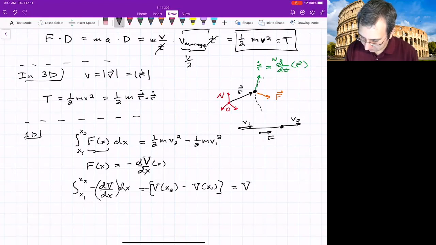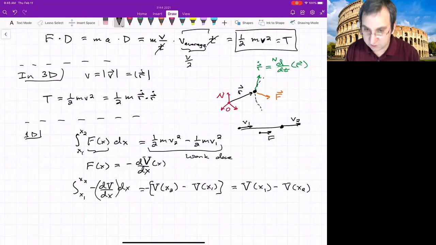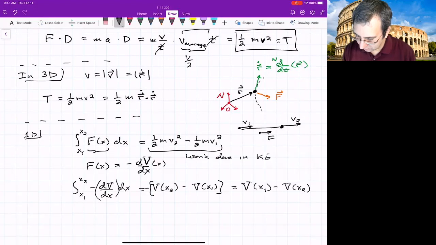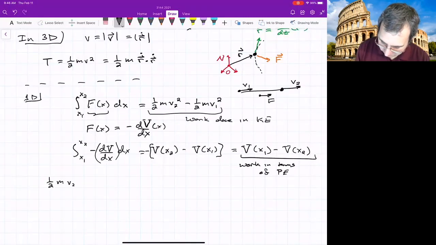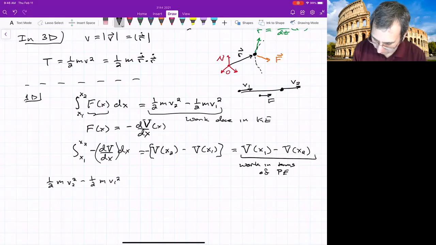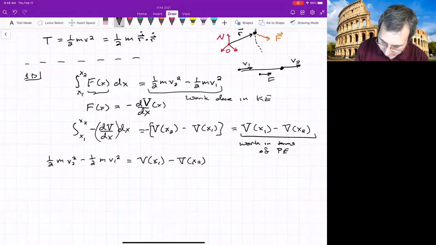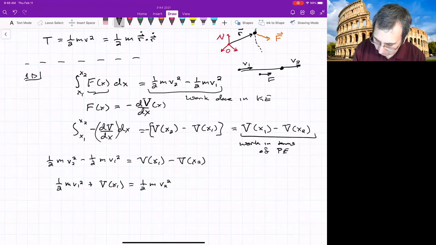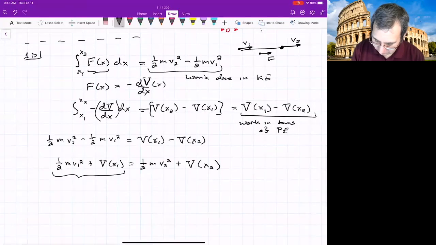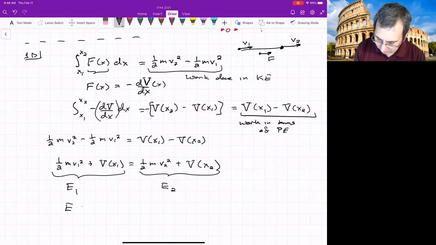So let's carry through that minus sign. What do we get? Potential energy at x1 minus potential energy at x2. So the work done can be written in terms of kinetic energy, and it could also be written in terms of potential energy. So we've got 1/2 mv2 squared minus 1/2 mv1 squared equals V(x1) minus V(x2). And we could write this as 1/2 mv1 squared plus potential energy equals 1/2 mv2 squared plus potential energy. We would say this is the energy at position in time 1, and this would be the total energy at position in time 2. E equals T plus V is what we'll call the total energy.